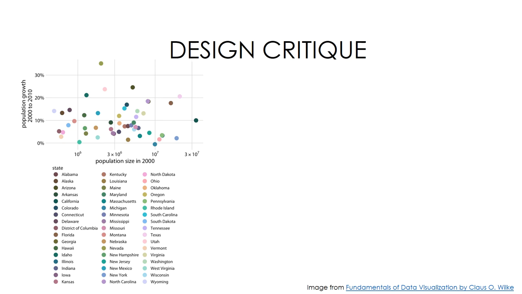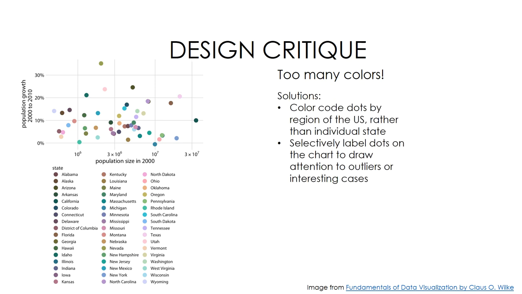And our last one. There are just too many different colors. It's almost impossible to go back and forth between the key and the chart to figure out which state is which. We could instead stick with about 6 colors to color code the dots by region of the US, rather than by individual state. Then we could label a few specifically selected dots on the map with their state name to draw attention to outliers or interesting cases.